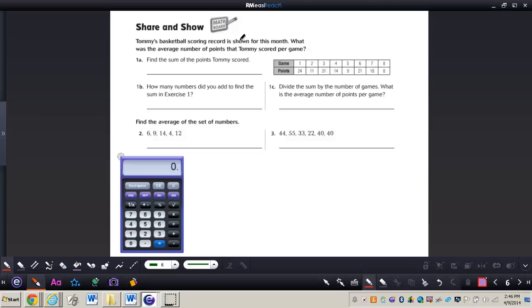So the first thing that we need to do is add all the points together. We can see 24, 11, 31, 14, 9, 21, 18, and 8. What I want you to do on your calculator is add all of those together. When you're finished, you can press play, and I'll have the answer for you for the total sum of the points scored right here in 1A. So pause the video now. Okay, so your answer should be 136 points.